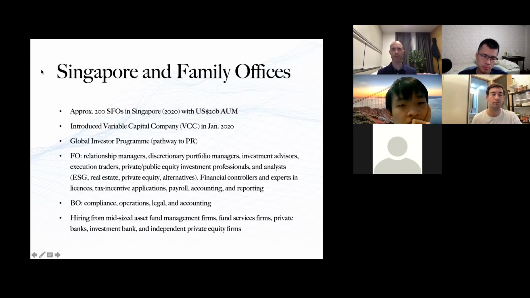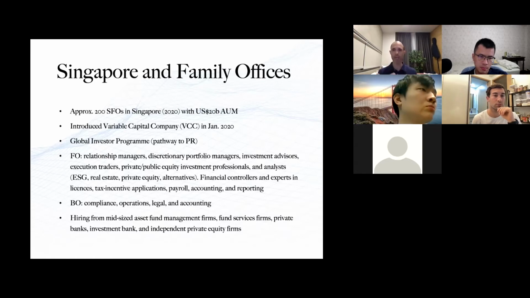Just to give a little bit of flavor around Singapore and family offices, right? So we're in the Singapore market. As of 2020, there are approximately 200 single-family offices in Singapore with assets totaling around 20 billion. I like Singapore as a market for family offices for a number of reasons. I think that Singapore will continue to grow in terms of the number of family offices that are coming here. A number of Americans have opened up family offices here. A lot of Chinese are coming here, and there are a number of reasons why.